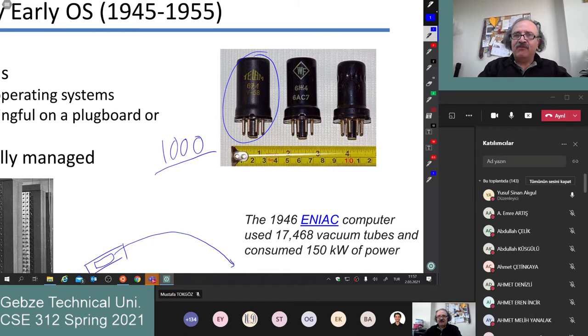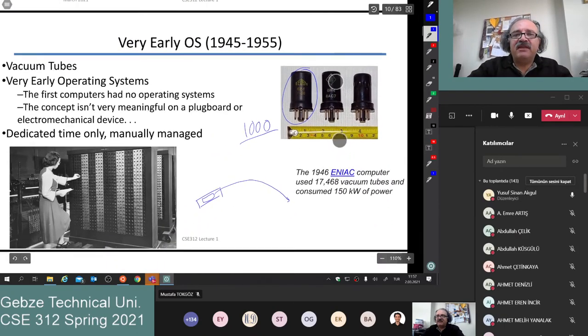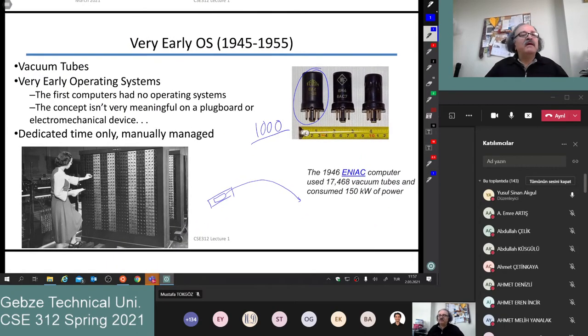You need to find the faulty vacuum tube, change it, and continue. And most of the time you need to start from the beginning. That was the case between 1945 and 55. So we don't talk about operating systems for the first generation computers. We don't talk about compilers. Maybe later, in the 1950s, they invented assembly language.